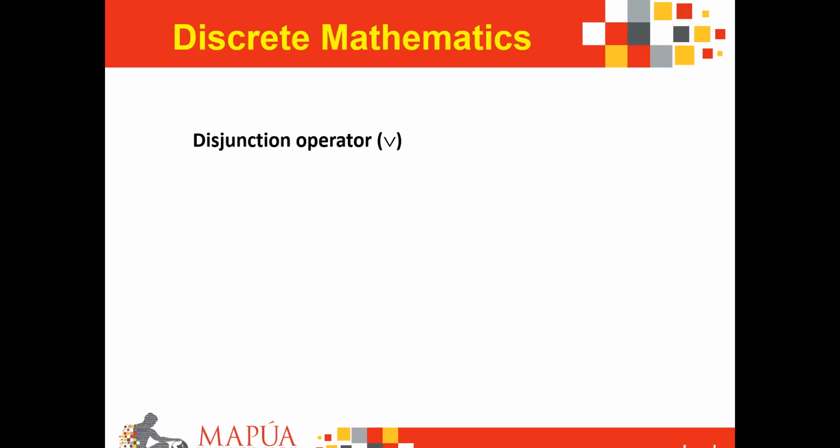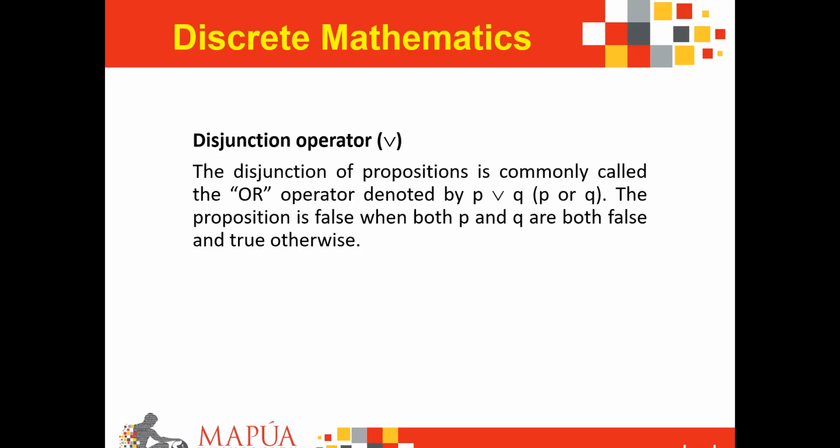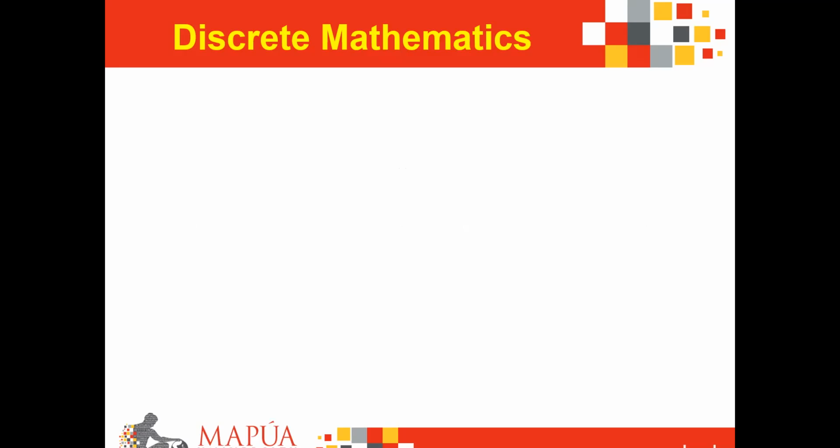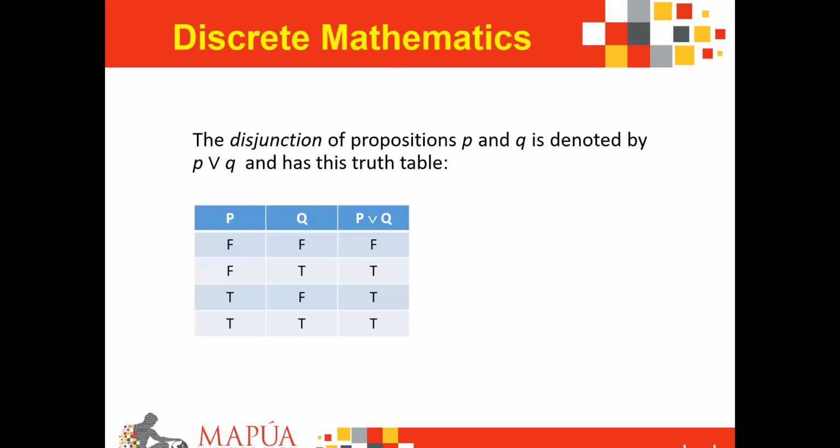The disjunction operator. The disjunction operator is commonly called the OR operator and again placed between two propositional letters. The outcome of this connective is false when both P and Q are false, and true otherwise. Therefore, your disjunction connective will have this corresponding truth table.